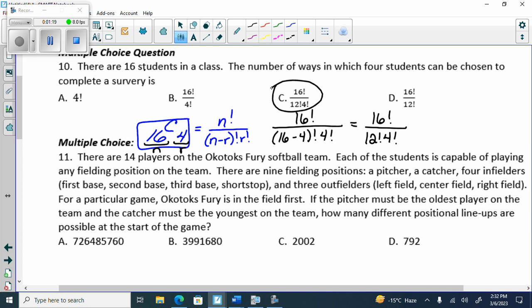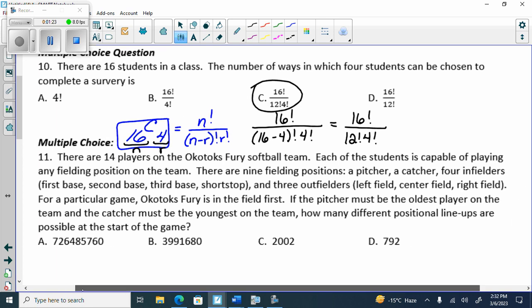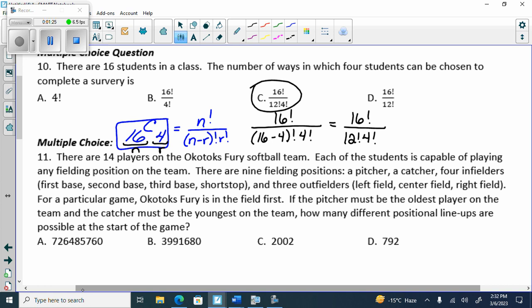Question 11 says there are 14 players on the Okotoks Fury softball team. Each of the students is capable of playing any fielding position on the team. There are 9 fielding positions: a pitcher, a catcher, 4 infielders, first base, second, third, shortstop, and 3 outfielders, left field, center field, right field. For a particular game, Okotoks Fury is in the field first. If the pitcher must be the oldest player on the team and the catcher must be the youngest on the team, how many different position lineups are possible at the start of the game?